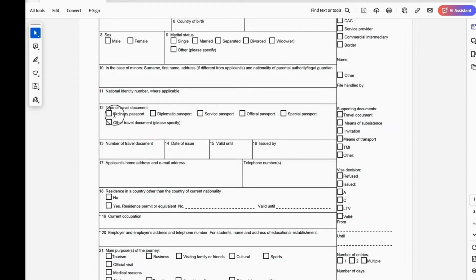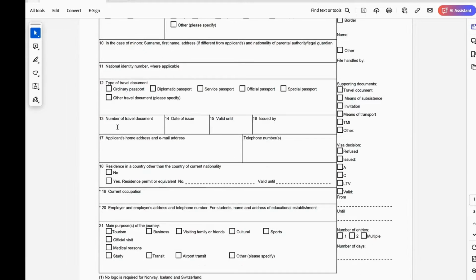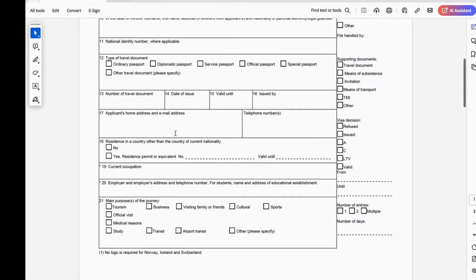Mine is an ordinary passport, so I clicked this option. Number 13 is the number of the travel document. Mine is the passport that I'm submitting as my travel document, so I entered the number, that's my passport number, in this box, followed by the date of issue of the passport, which is valid until, and issued by the Republic of India. Next is the home address and email address. I put in my current home address and email address, followed by the phone number.